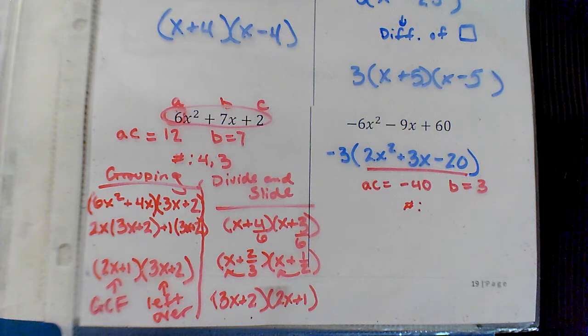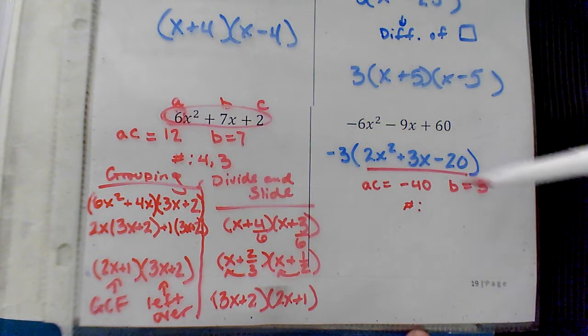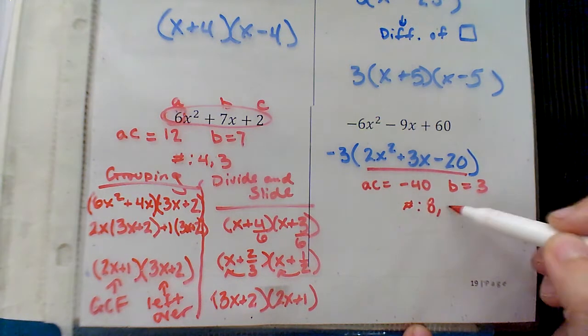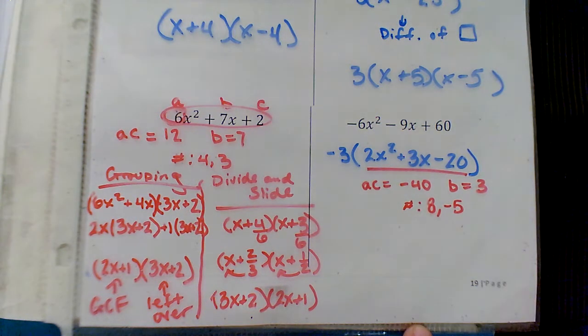Yes. 8x plus 1. We'll check it out, okay? What were our special numbers? Multiply to negative 40, add to 3. 8 and negative 5. All right. So let's go from there.